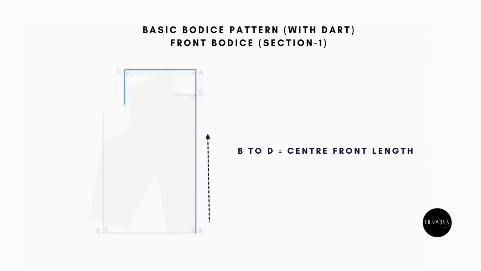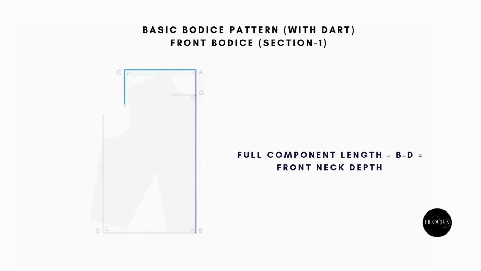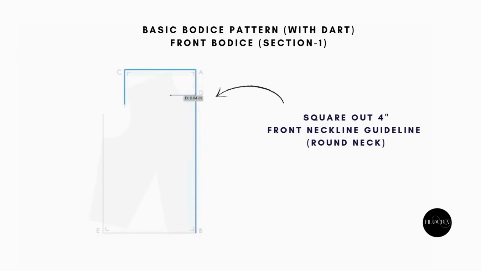Next, mark B to D, center front length, and label the point D. Here is a simple calculation. Here, A to B represents full garment length. When you subtract B to D, that is center front length, from the full length, the remaining measurement becomes the neck depth. Since we are constructing a basic pattern, we will draft a basic round neckline.